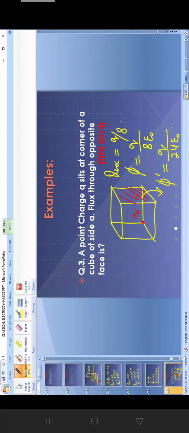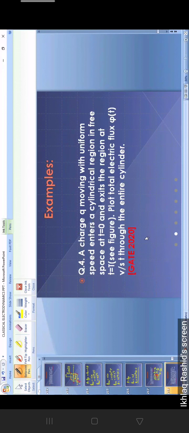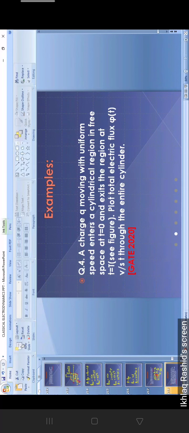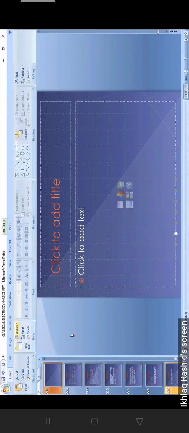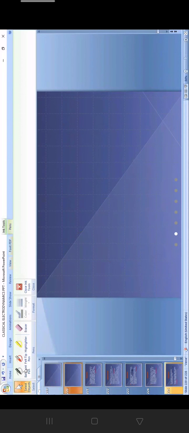So next example, example number 4. Let's do example number 4. Example number 4 has been asked in GATE 2020. Again the diagram is given to you. So let me first of all make a diagram, and then accordingly you can do it. Today's lecture is based primarily on the previous examples.